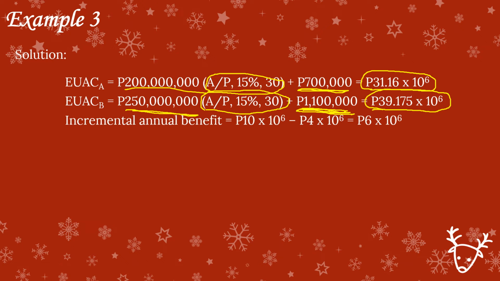Okay? So karon, we can now get also the incremental annual benefit, or in other words, the difference between two benefits. So, let's see. Kang route A, ang iyahang benefit or the road user cost is kani siya nga amount. That is 10 million. On the other hand, kang route B, ang iyahang benefit is 4 million. Mas mahal si route B, mas gamay siya og benefit, pero mas mahal siya og maintenance. Okay?